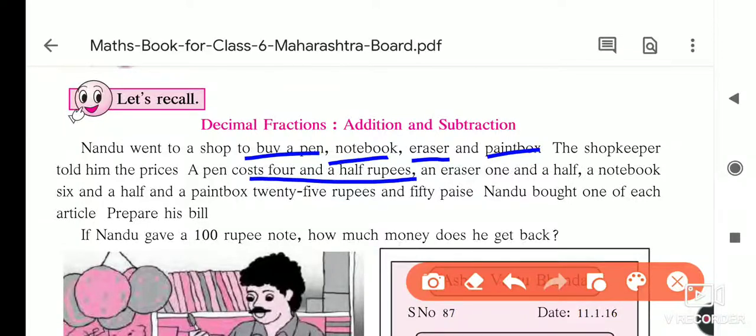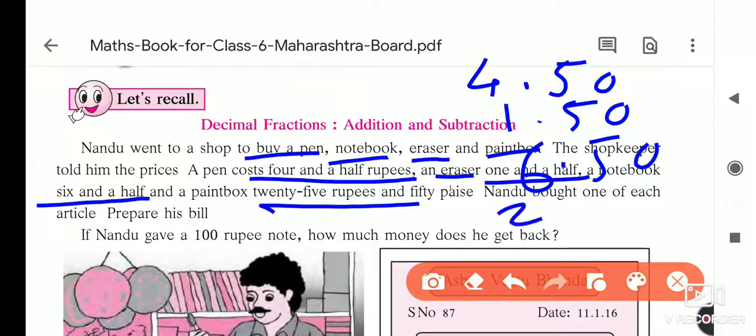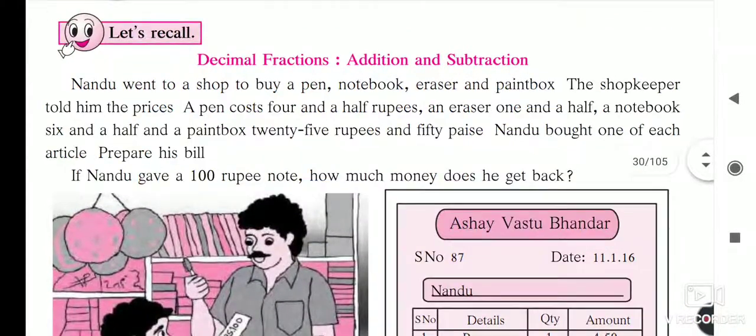What is the cost of the pen? 4.5 rupees. How are we writing 4.5 rupees? 4.50. Then the cost of the eraser is 1.5, so 1.50 is the cost of the eraser. The notebook is 6.5, so the cost of the notebook is 6 rupees 50 paise. And the paint box cost is 25 rupees and 50 paise. So these are the costs of the respective items from the shop.